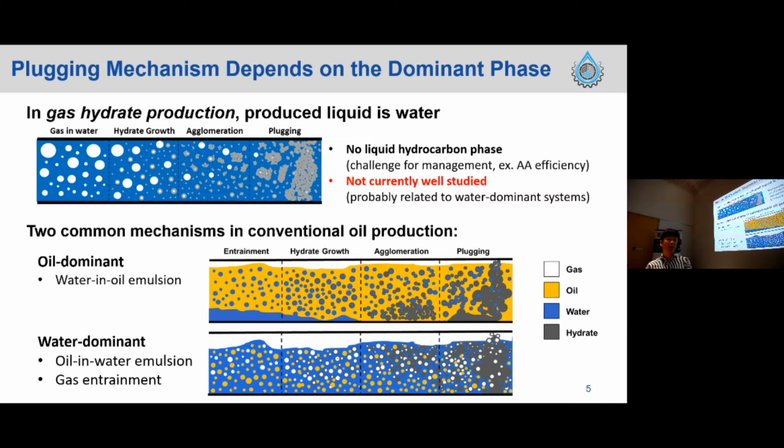But in water dominant system, gas and water are dispersed in water, and hydrates should form at the interfaces between gas and water, and formed hydrate may cause agglomeration and plugging. And water dominant system may have some similarity to the pure water system, but may have some differences, such as efficiency of AAs because of the absence of the interface between oil and water phases.